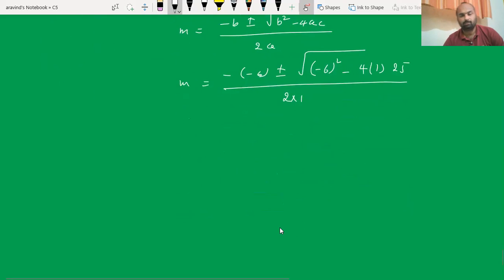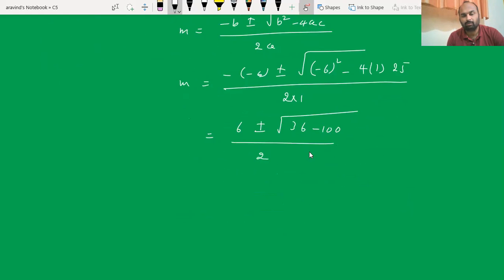So minus of minus 6 will be plus 6, plus or minus square root of, this will be 36 minus 4 into 25, which is 100, divided by 2. That is 6 plus or minus square root of 36 minus 100, which is minus 64, divided by 2.